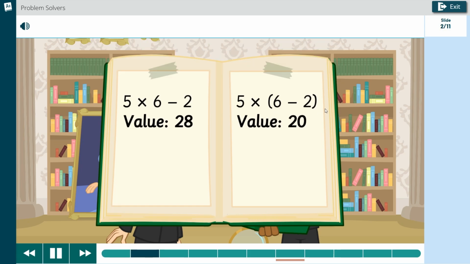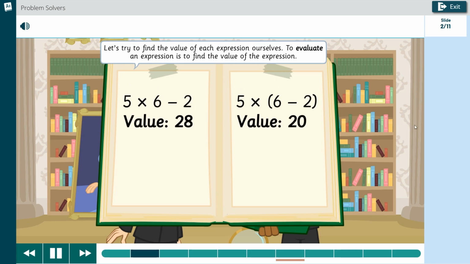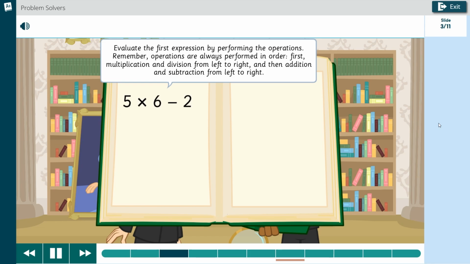What? Let's try to find the value of each expression ourselves. To evaluate an expression is to find the value of the expression. Evaluate the first expression by performing the operations. Remember, operations are always performed in order. First, multiplication and division from left to right, and then addition and subtraction from left to right.